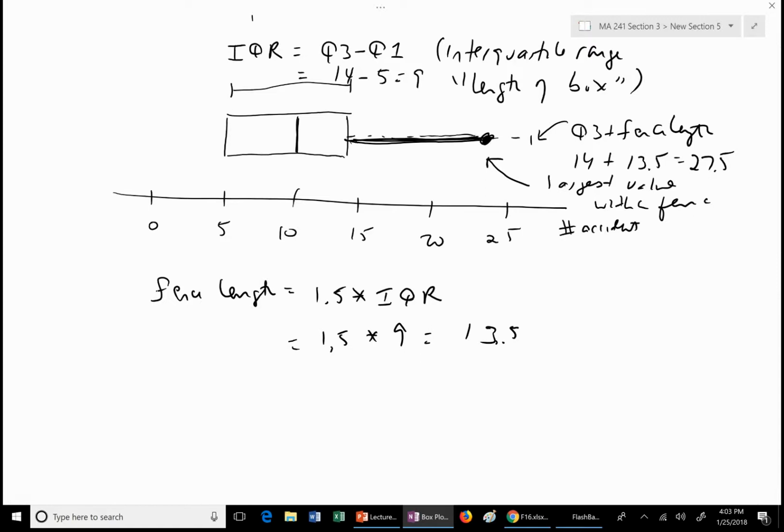Okay. Right, so what I'm going to do is go one fence length outside the box, okay? So my box is at 14, and my fence length is 13.5. So I'm going to go 14 plus 13.5. Right, so 1.5 times the IQR past Q3, which is 14, is going to be 27.5. What's that?